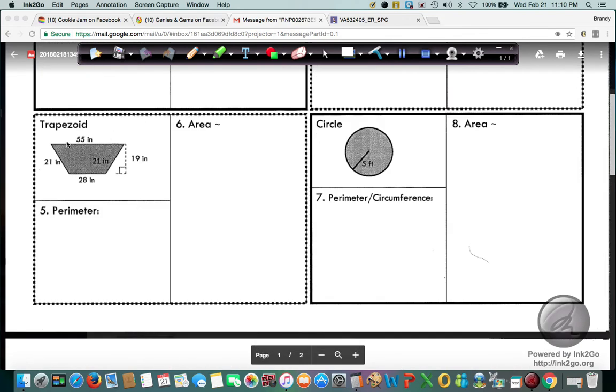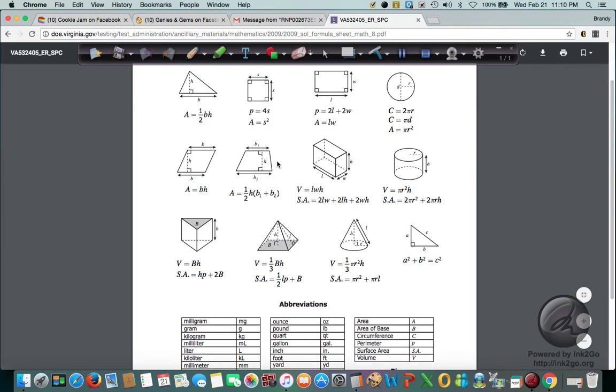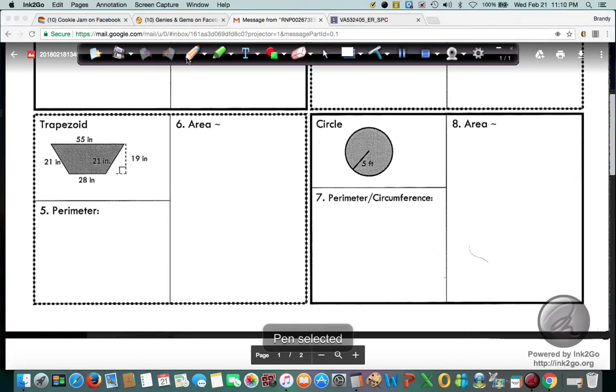Okay, so we have trapezoid. Now we do have a formula for trapezoid right here. It's on the second line. For area, half the height times the sum of the bases. But we don't have one for perimeter. That's okay. Remember, perimeter is just the sum of all the sides. Just a side note here, this trapezoid is called an isosceles trapezoid because these two side pieces are the same length, 21 and 21. So this is called an isosceles trapezoid when they're the same, just like an isosceles triangle.